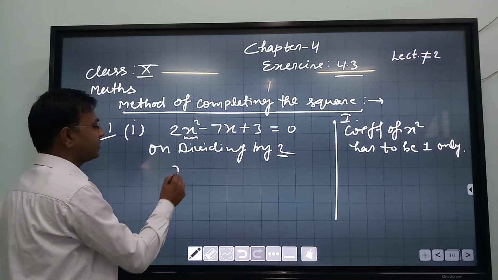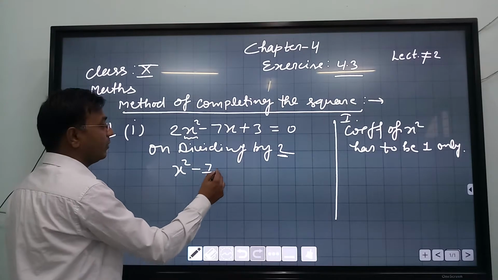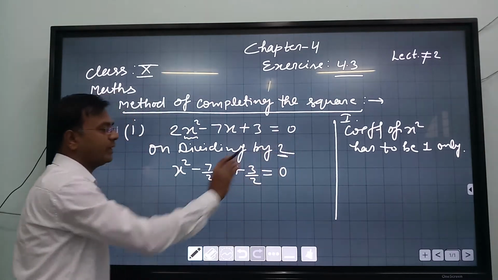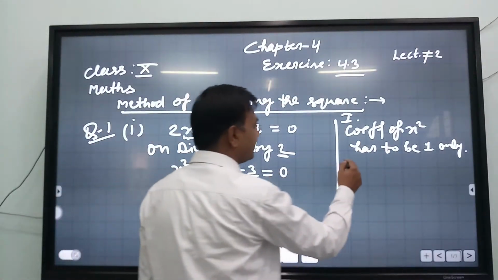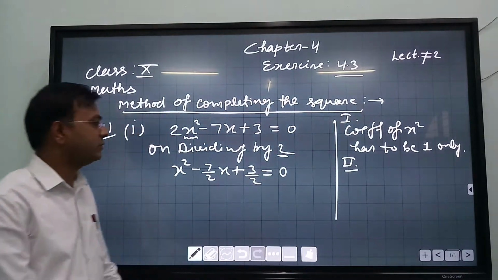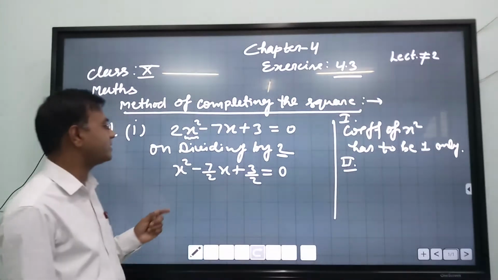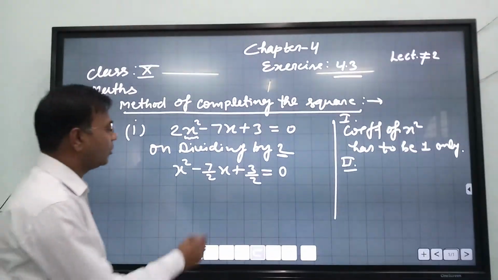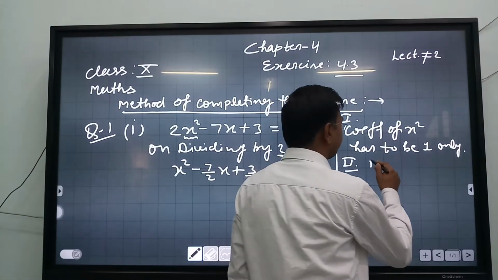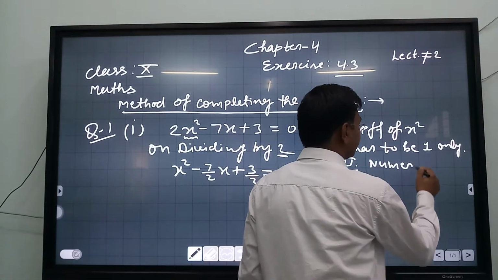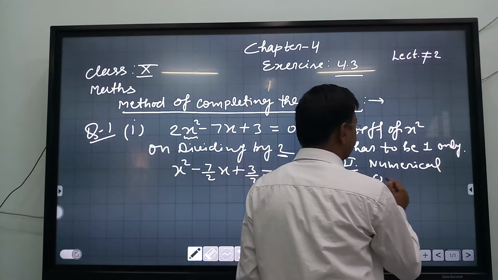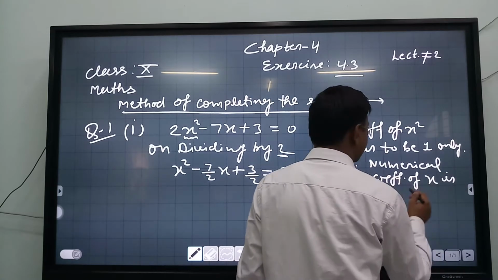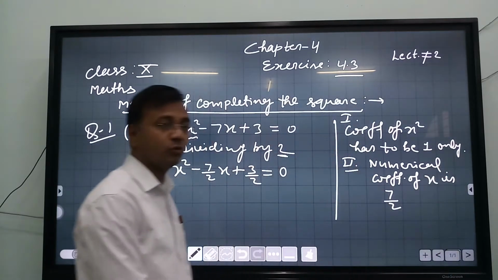If we divide, we will get x square minus 7 by 2 x plus 3 by 2 equals 0, since 0 by 2 equals 0. So this is the first step. We have made the coefficient of x square 1. Now we have to look at the numerical coefficient of x. The coefficient of x is 7 by 2.